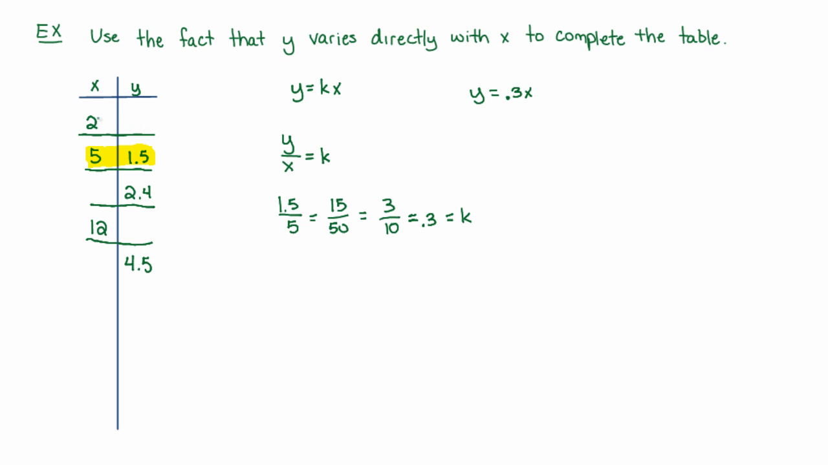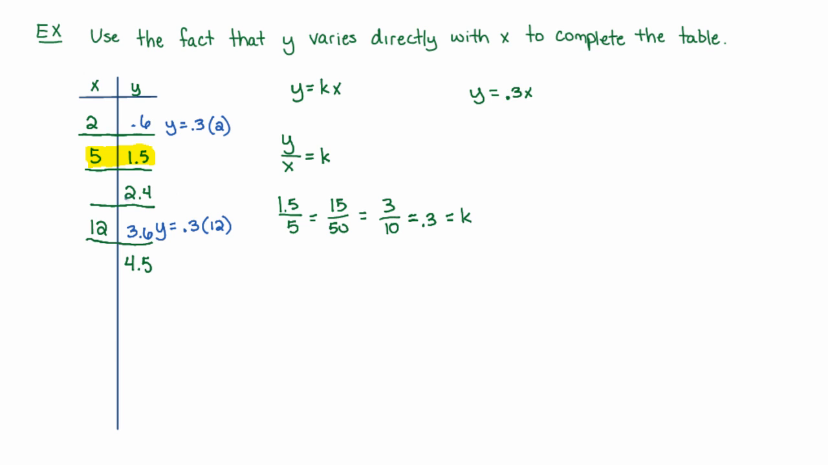For example, this first x value is 2. So the y value corresponding to it should be 0.3 times 2, or in other words, 0.6. I'm going to drop down a couple. This x value of 12 down here is just 0.3 times 12. That's the y value corresponding to it, and that'll be a 3.6.